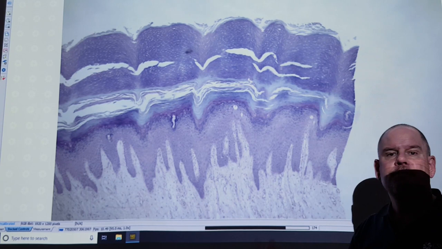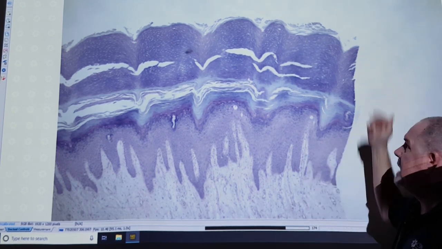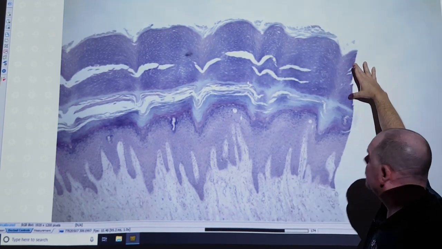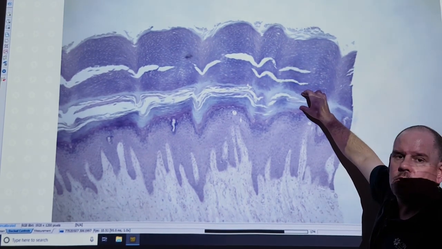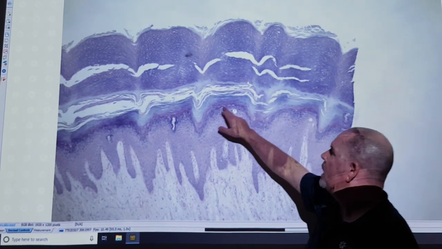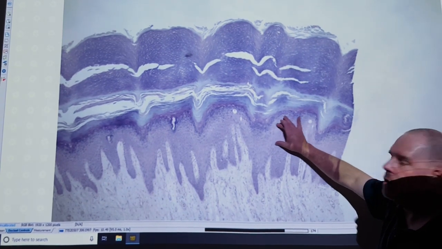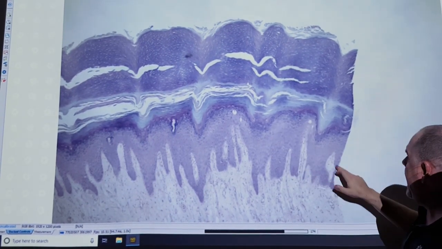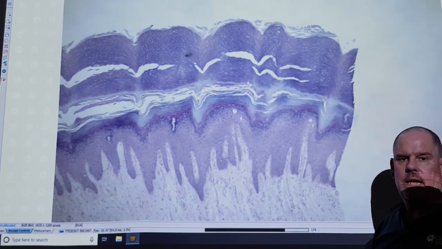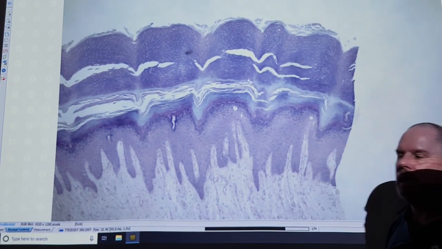So again, five strata or layers of the epidermis. Let's do it from the top down this time. Stratum corneum, stratum lucidum, stratum granulosum, stratum spinosum, and at the very bottom, single layer of cells, stratum basale. The five strata of epidermis in thick skin.